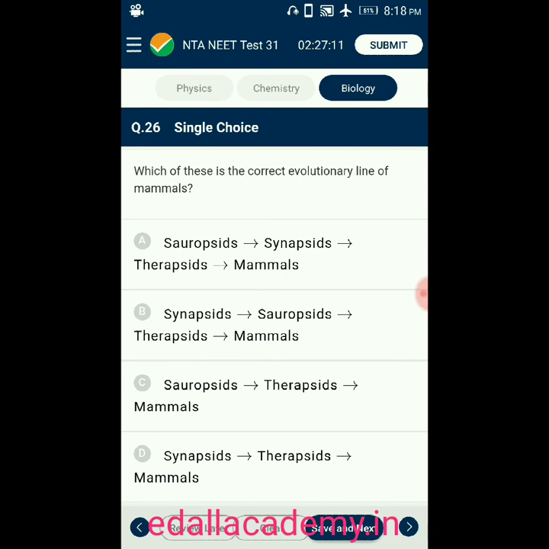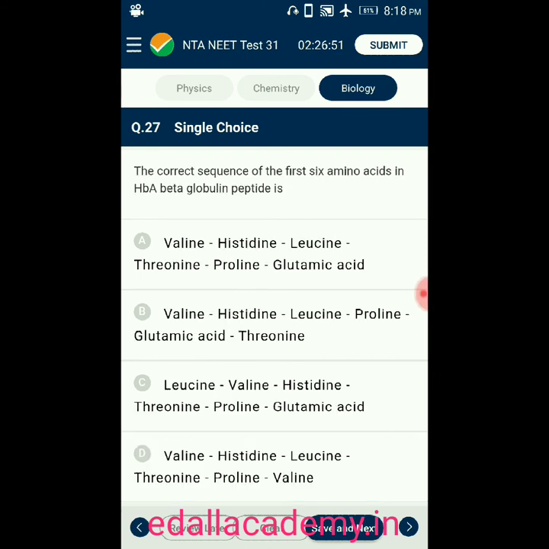Sauropsids, which evolved to form many ancestors, and synapsids, which give rise to theropsids. They were ancestors of modern day mammals. So the answer for this question is option C. Synapsids, theropsids, mammals.